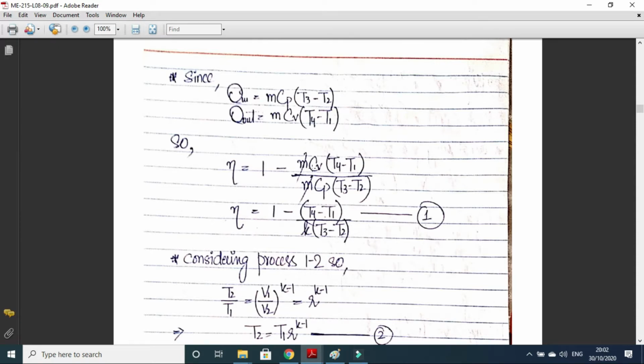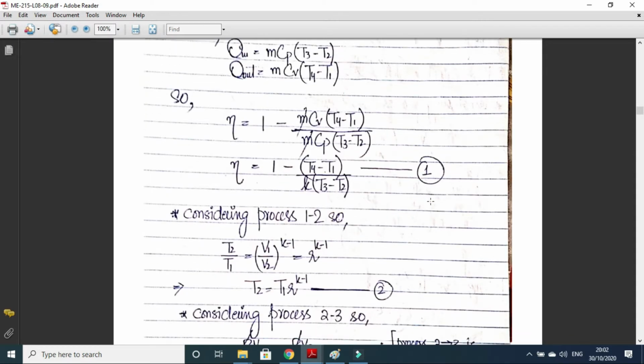So 1 minus m Cv (T4 minus T1) as Q out, and m Cp (T3 minus T2) as Q in. So m will be cancelled out. It can be written as Cp upon Cv in the division, and Cp upon Cv is k. So efficiency equals 1 minus (T4 minus T1) upon k (T3 minus T2). This is equation number 1.